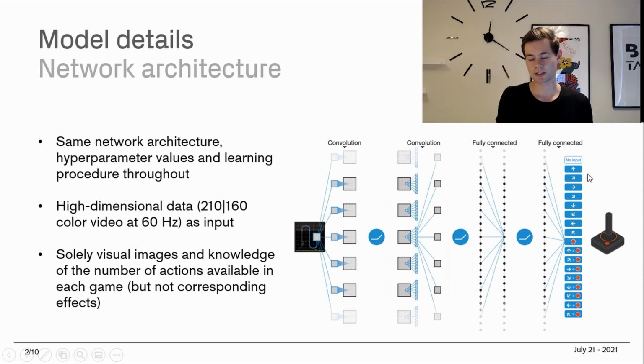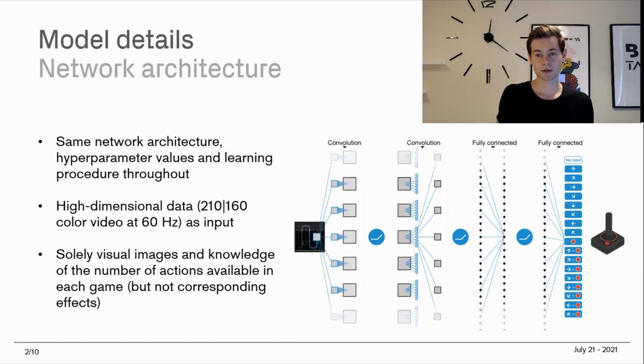The output, as we can see, is basically the action that you're supposed to take according to the controls offered by the game. We also have a state up here at the top, which says no input. So that is basically just letting the game progress without any interaction from the model. As input here, we have high dimensional data, namely color video at 60 hertz with the following dimensions.